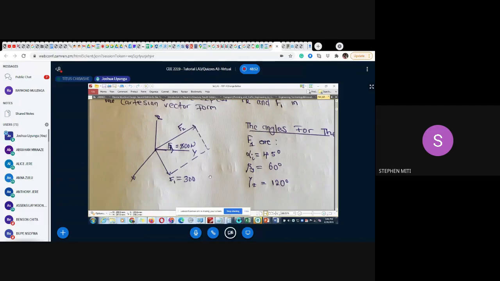I think, sir, we resolve that F1 into X, Y, and Z components by using the formula cos alpha is equal to Fx over F, so we can find Fx, since we have alpha and we have the vector. We can also find the y component using the same formula, cos beta equal to Fy over F. So we can find the Fy from there. Just like cos gamma, we can find the z component from there.